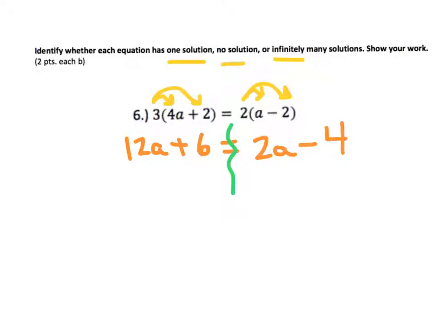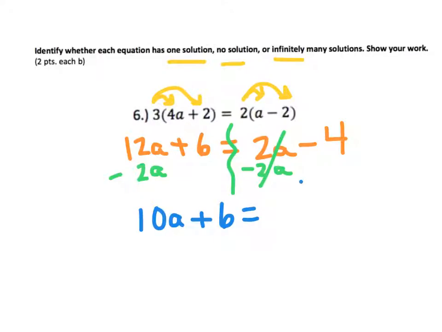Now I have variables on both sides of the equation. My next step is to get my variables together. So I'm going to take 2a, cancel it out, and put it over here. Get my variables together. 12a minus 2a is 10a. Bring down the remaining terms. Don't forget that negative right there.